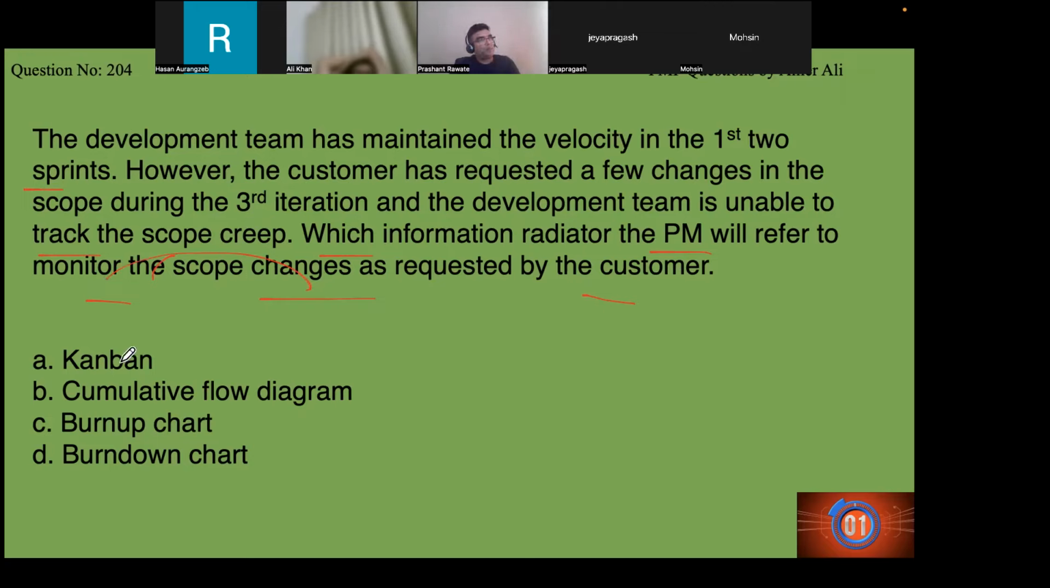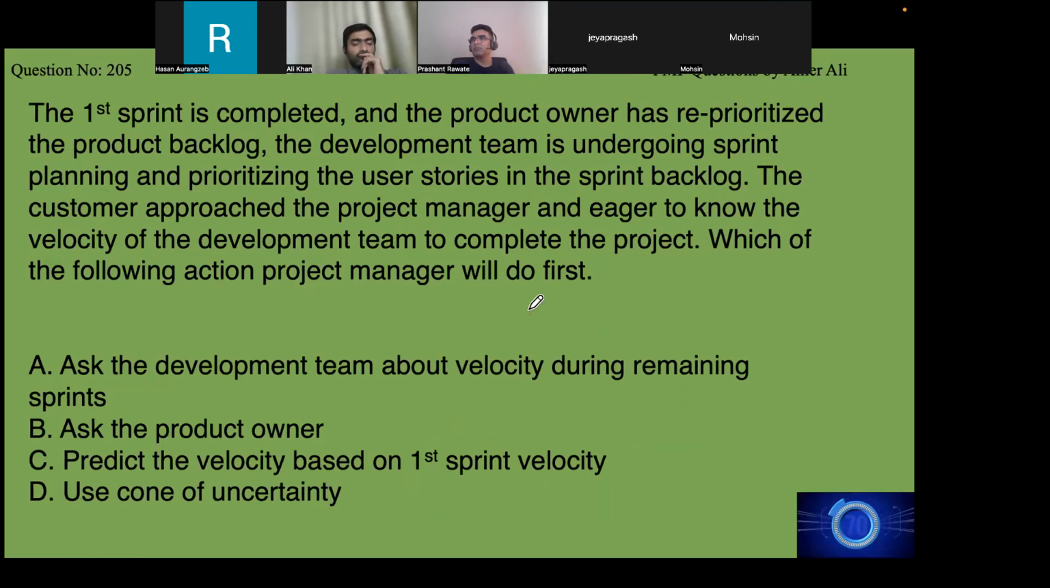Kanban board just shows the progress, how things are moving. Cumulative flow diagram is a visual of the Kanban board that shows you the bottleneck. Burn up chart shows how much work is done, and the scope changes if scope is added. Burn down chart shows how much work is remaining. The right answer is C, my friends. Burn up chart, not burn down chart.